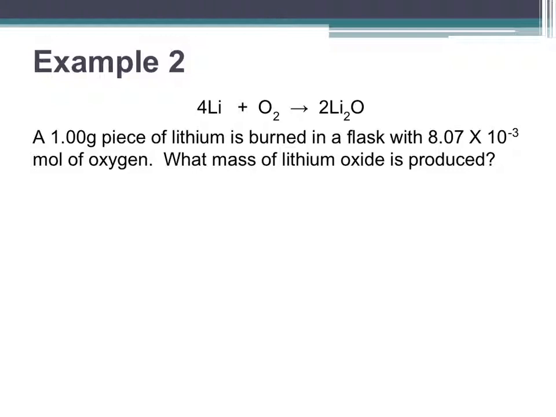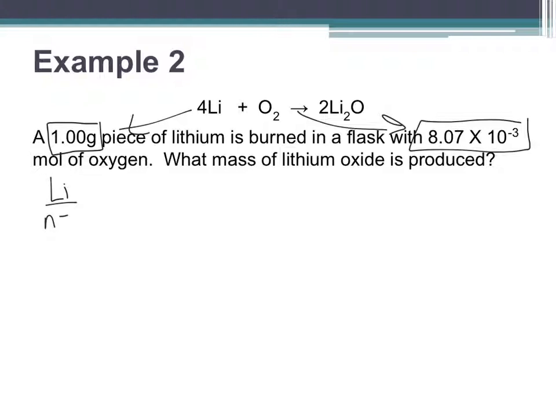Alright, hopefully you've had a chance to try this problem. So you should recognize it's a limiting reactants problem because you are given information about both reactants. So we have to figure out which one's limiting first. Let's look at lithium. So we're given grams, we need to find moles.